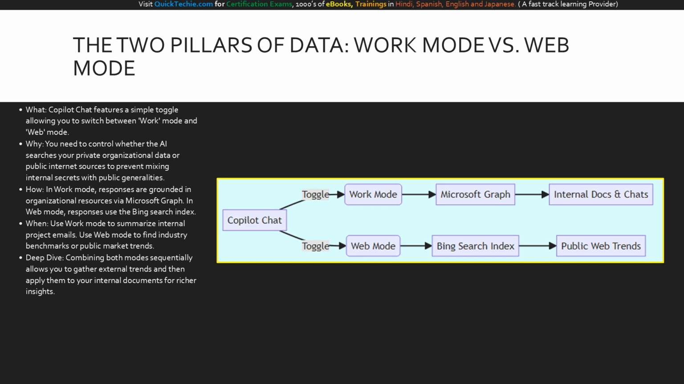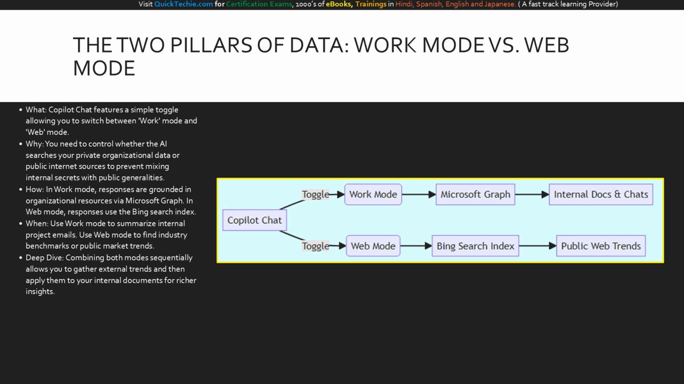Now that we understand the pillars of context, let us focus on the data toggle you will use every day: work mode versus web mode. This is a fundamental choice you must make before prompting. When you select work mode, Copilot is looking exclusively at your internal ecosystem, your emails, chats, and documents accessed securely via Microsoft Graph. This is what you use when you need an update on internal project statuses.